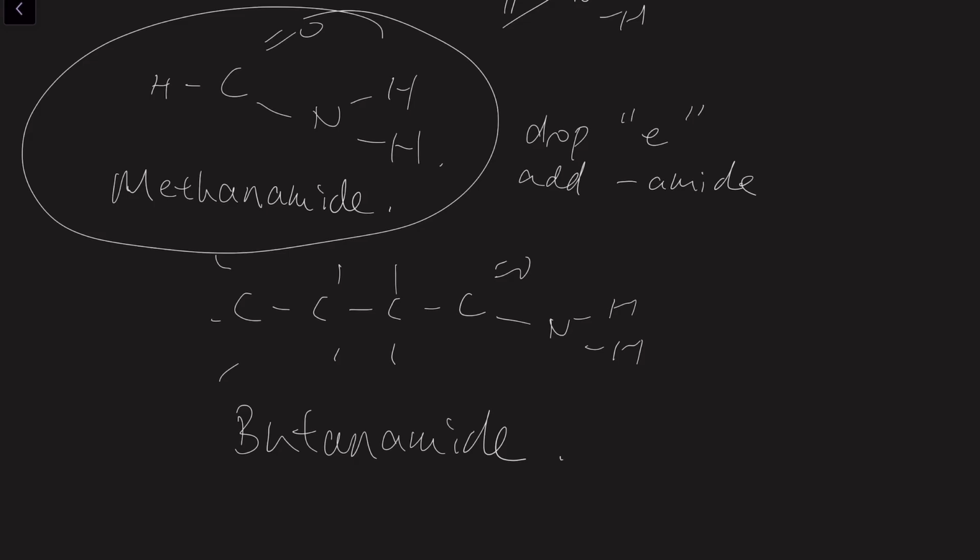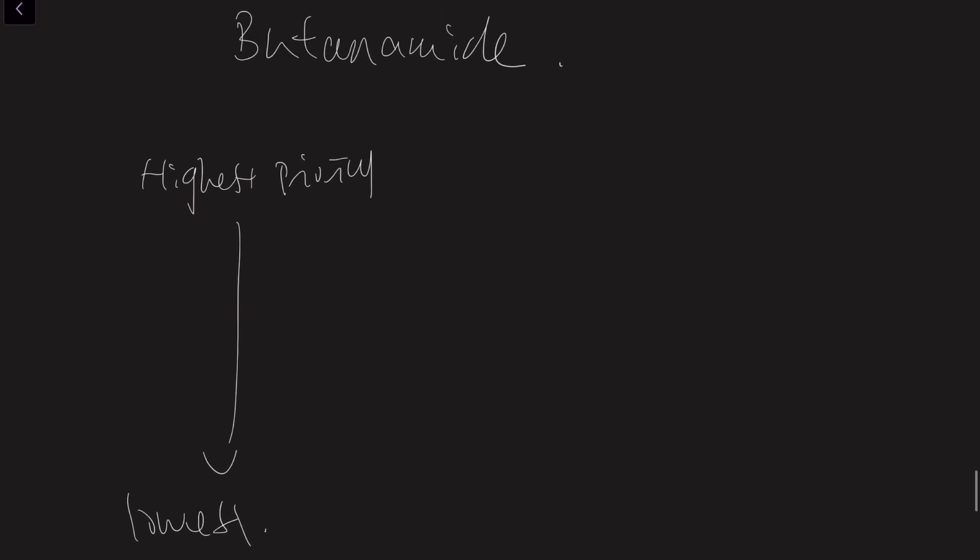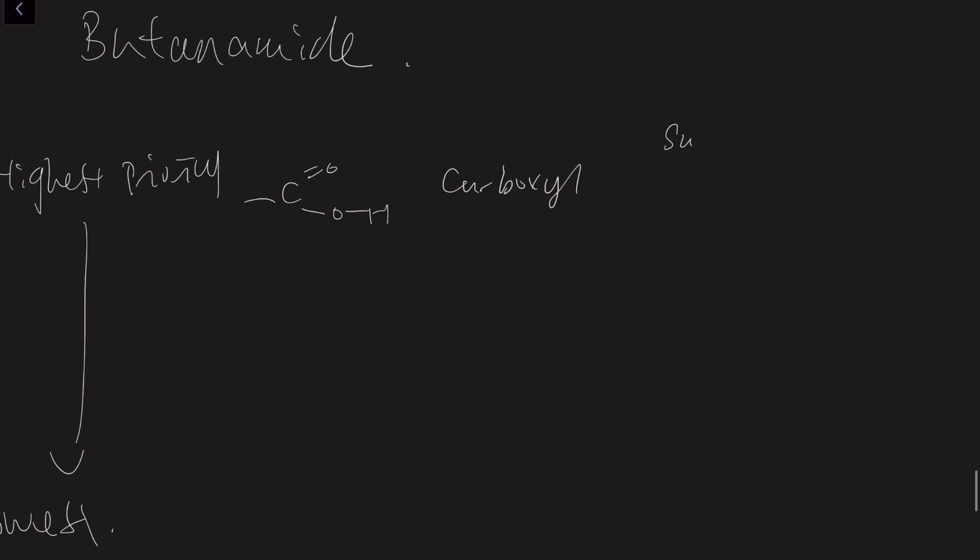So now let's look at how to name organic molecules with 2 functional groups. Which one takes priority? We go from the highest priority to the lowest. The highest priority is the COOH group, or the carboxyl group. It only has a suffix, so it only ever goes towards the end. It's called -oic acid.